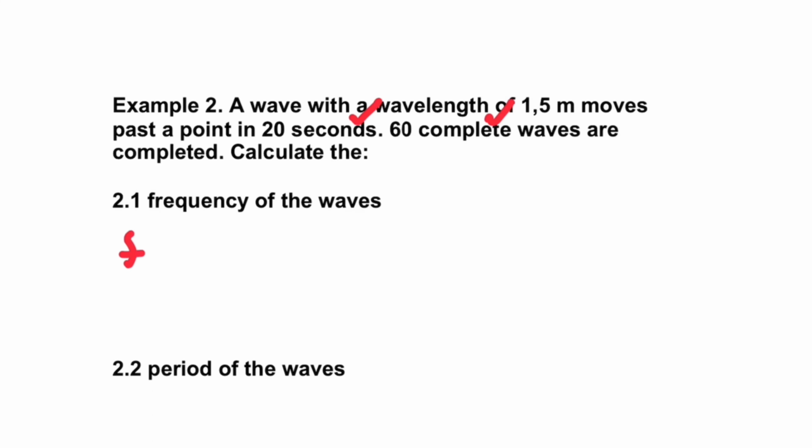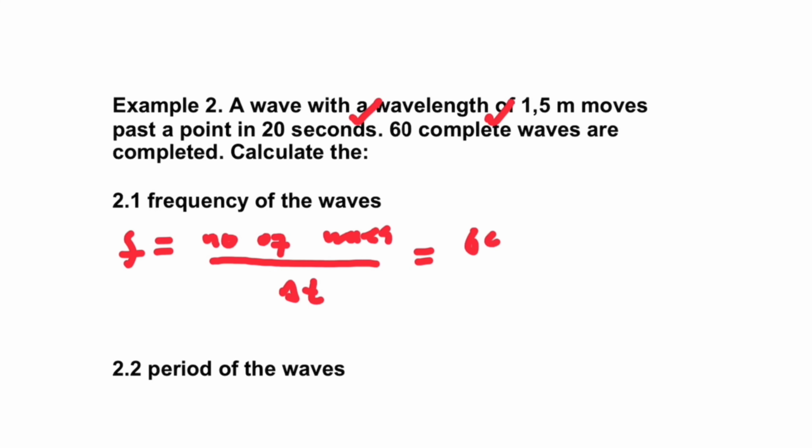We can say that the frequency is equal to the number of waves divided by the time taken. So what is the number of waves? We have 60 complete waves, and that is taking place in 20 seconds. So what is 60 divided by 20? 3 hertz. So there we go. In 1 second, we have 3 waves being completed. This is what a frequency of 3 hertz implies. 2.1, done. Let's go ahead and take a look at 2.2.